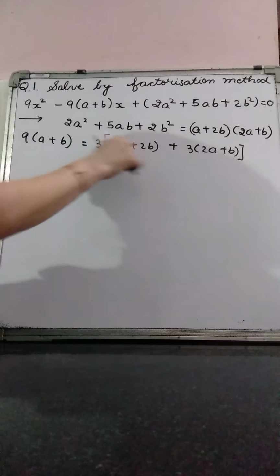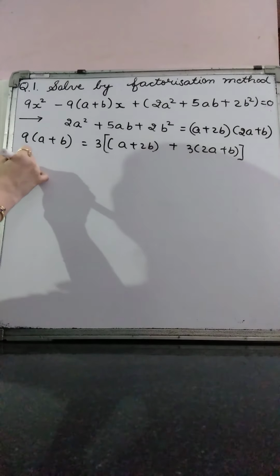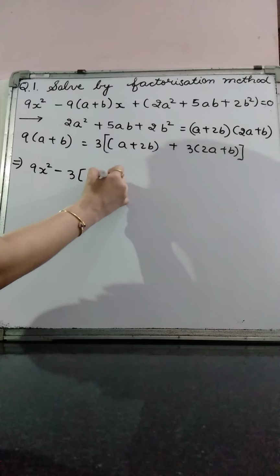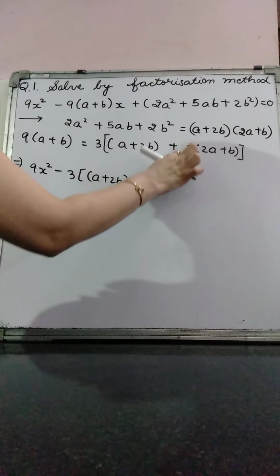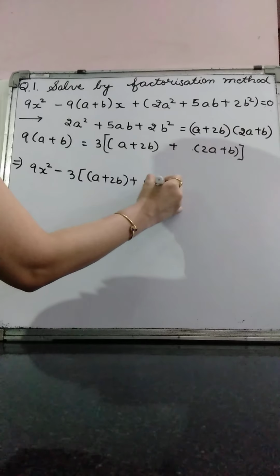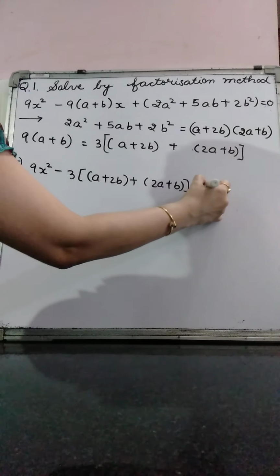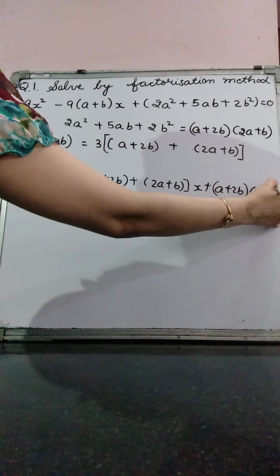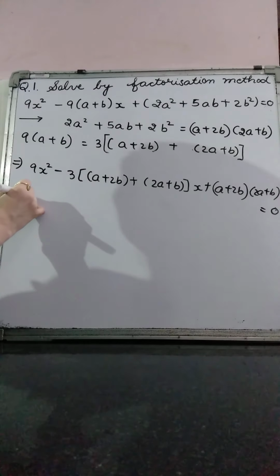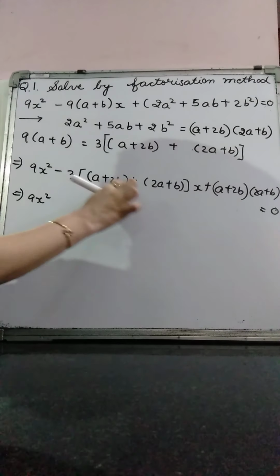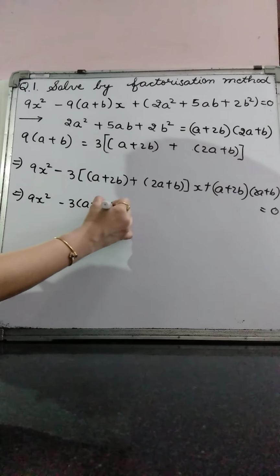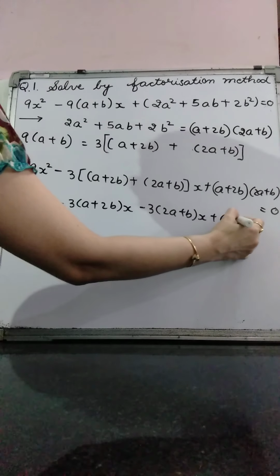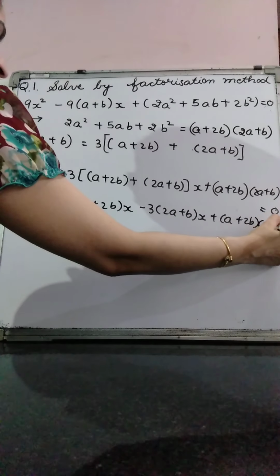Now substitute these simpler values in the given equation. 9x square minus 3(a plus 2b) and 3(2a plus b) x plus (a plus 2b) and (2a plus b) is equal to 0.